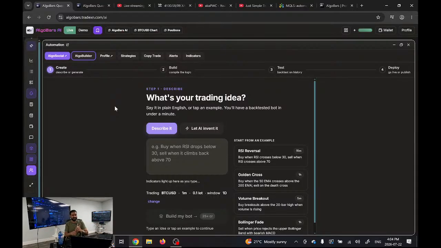screen. Are you ready? So on AlgoBars, we have this function where if you go to the automation, if you go to Algo Builder, which is right here in the corner, and then go to Algo Builder, right here, you can actually, if you have a strategy, type out your strategy and it will code it for you. You don't need a coder anymore. It will build it for you. You don't need that coder at all. Then it will backtest it for you on actual live market data so you can see if your strategy would actually be profitable or not.